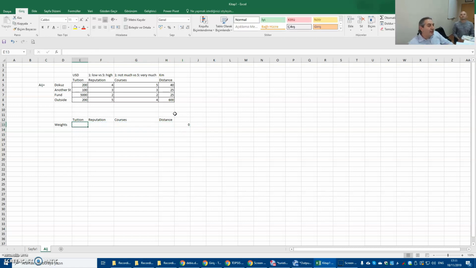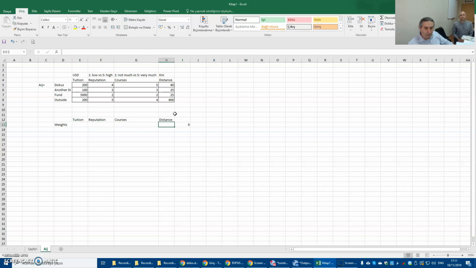So which one has the highest importance among these four ones? Tuition, repetition, course or distance? Which one? Which one is your primary selection criteria of PhD program? Distance? It's realistic. Realistic distance, okay?